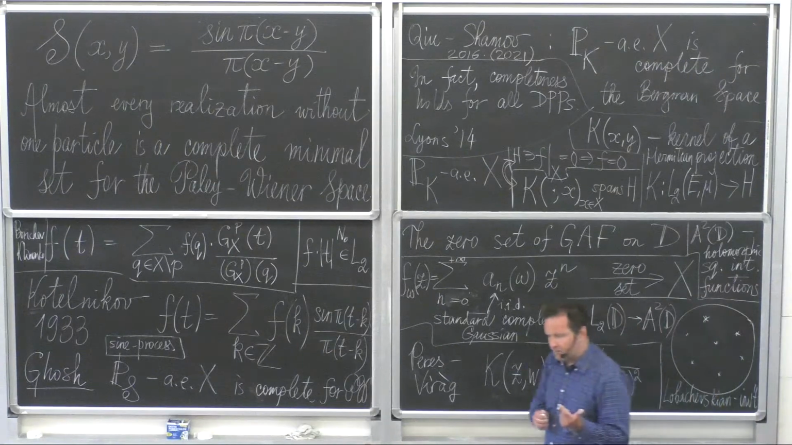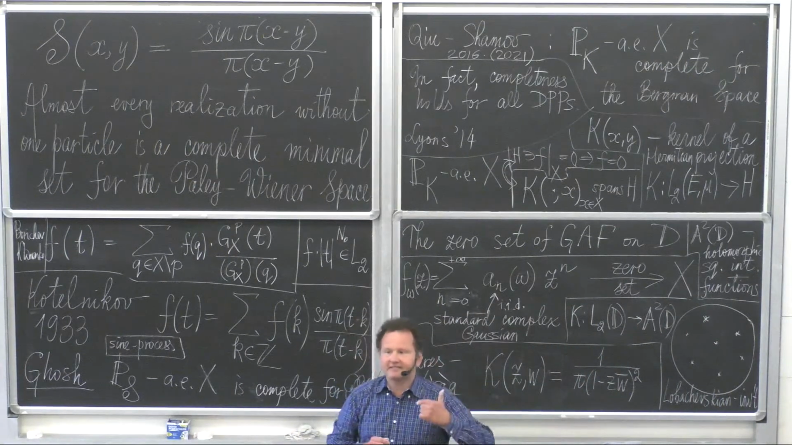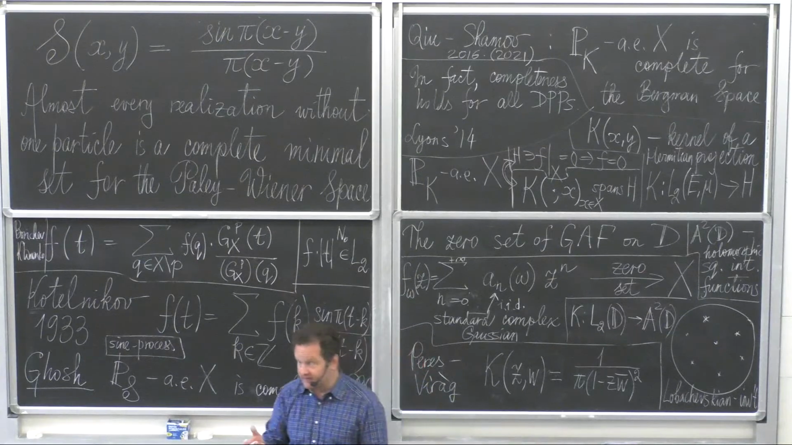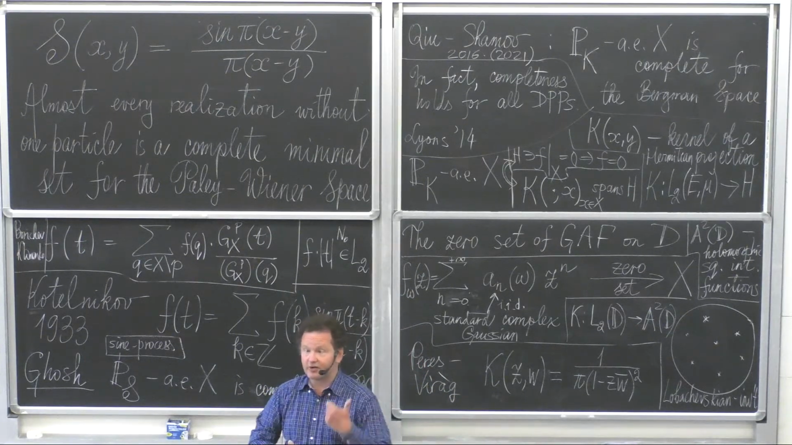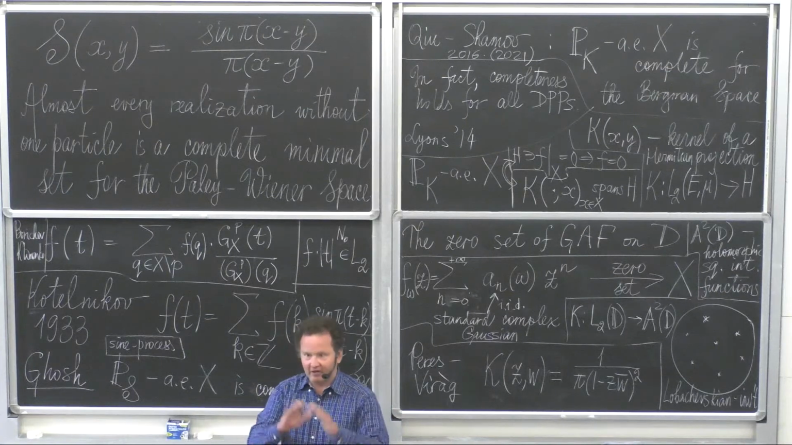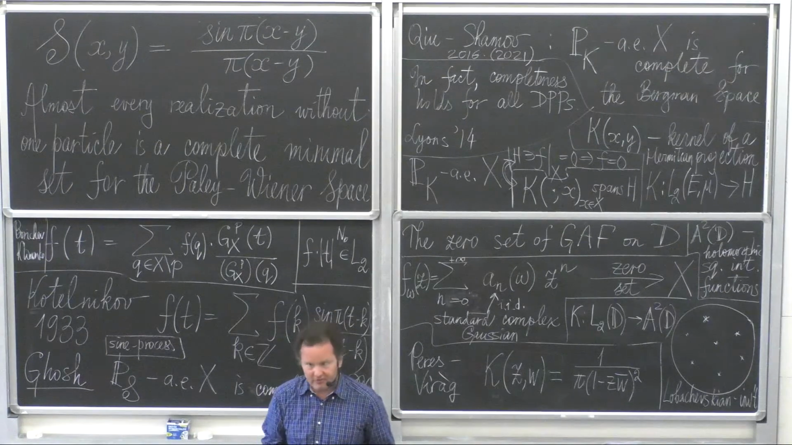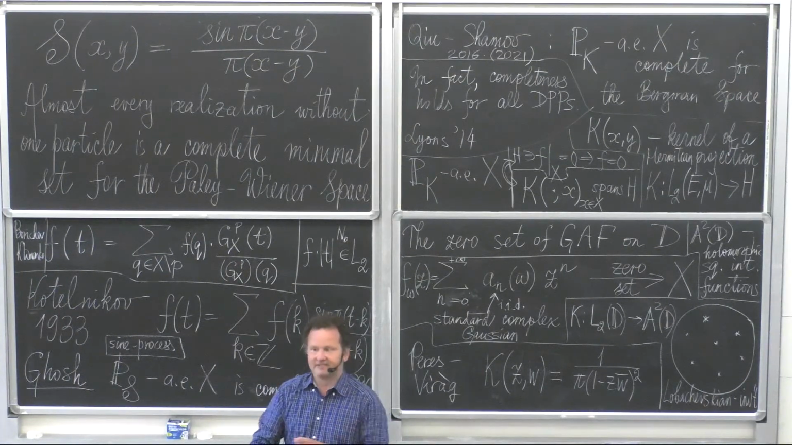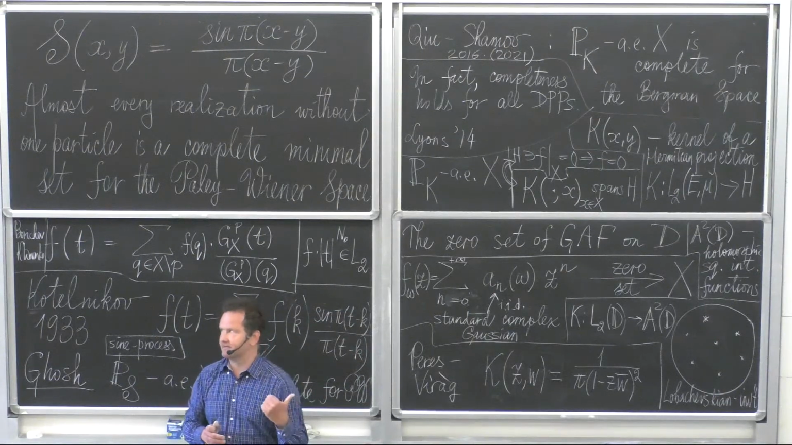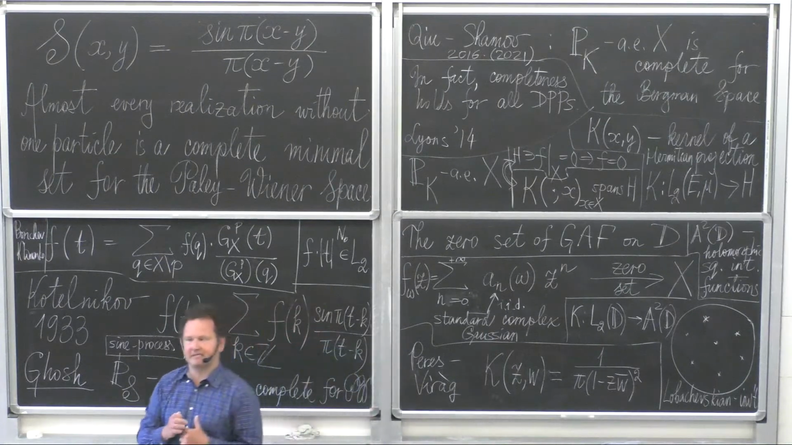Furthermore, it is also clear that it is not possible from this set to extract a minimal subset. Because in fact, if a set is complete for Bergman space and you remove one point, it is also complete. The difference is that a holomorphic function on the disk, if you multiply it by z, is still a holomorphic square integrable function. So it's always possible to remove one point. It's still a complete set. So this set does not admit a minimal subset.